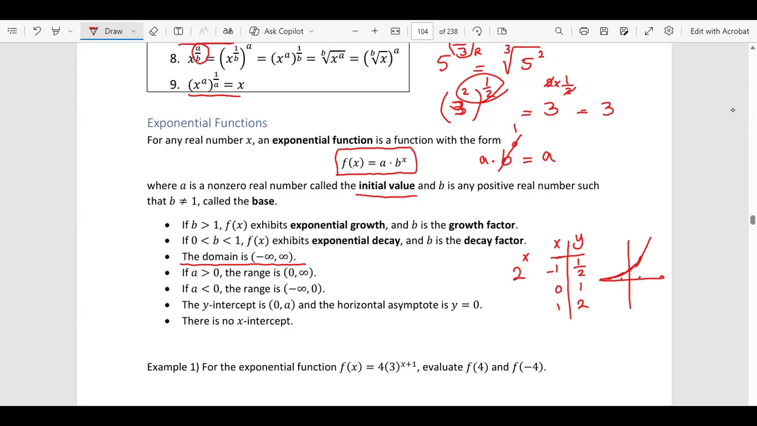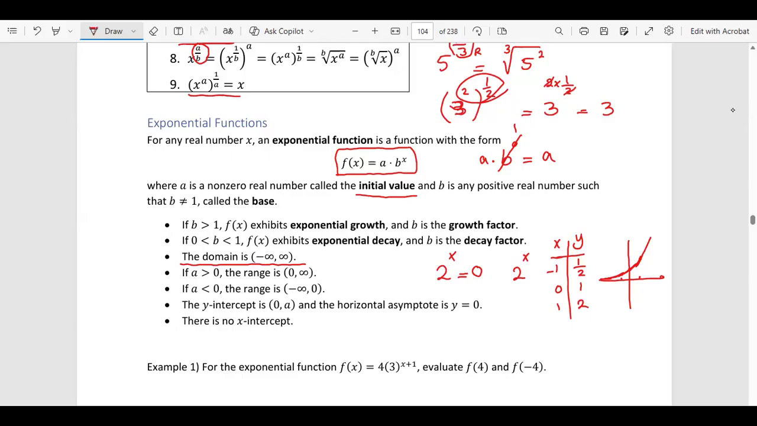Why? Because if you want to have an x-intercept, you have to set the whole function equal to 0 and try to find x. You ask yourself, okay, what power of 2 is equal to 0? 2 to what power gives me a 0? Nothing. We cannot find any point.